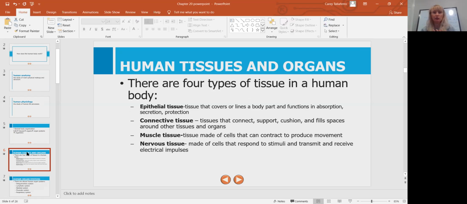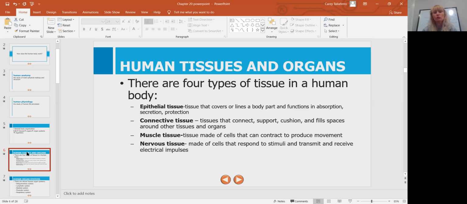So you have epithelial tissue, which serves for protection, absorption, and secretion. Then you have connective tissue, which connects, as the name says, body parts, helps support, helps to cushion, like between joints, so your knees aren't taking abuse every time you walk. And then it works to fill in space around tissues and organs, so things aren't always bumping into each other in harsh ways as you walk and talk and you live your life.